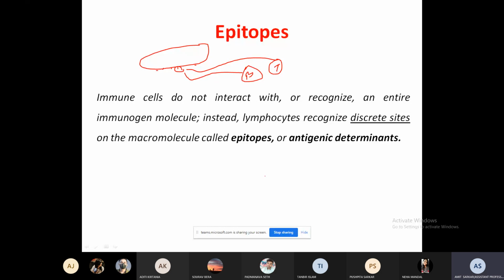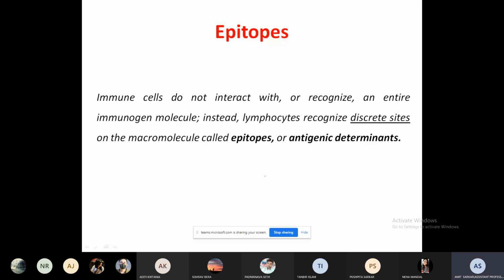So the entire thing is not important here. Only the epitope site is important. Immune cells do not interact with or recognize an entire immunogen molecule. Instead, lymphocytes recognize only discrete sites on the macromolecule. Some amino acids, some carbohydrate molecules, those are known as epitopes. They also have another name, called antigenic determinant. So epitopes are present on the antigen or the immunogen.